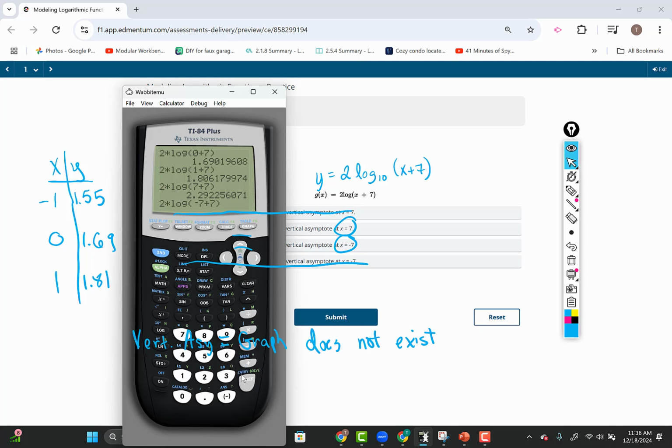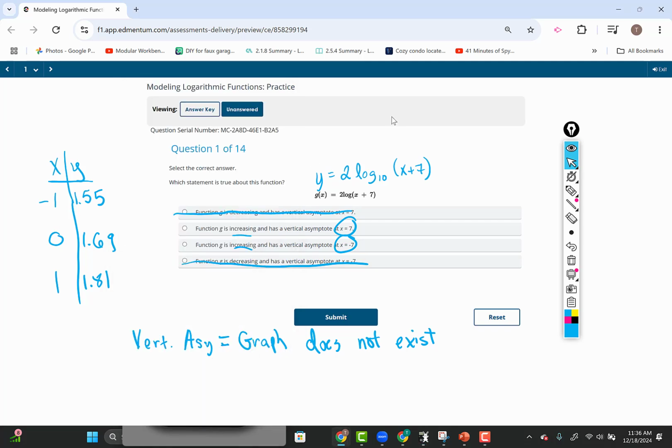And this makes sense because -7 plus 7 is 0, and you can't take the log of 0. You can't raise something to an exponent and get 0, is what this is saying. So the graph does not exist at -7, and it is increasing. So the answer choice there is C.